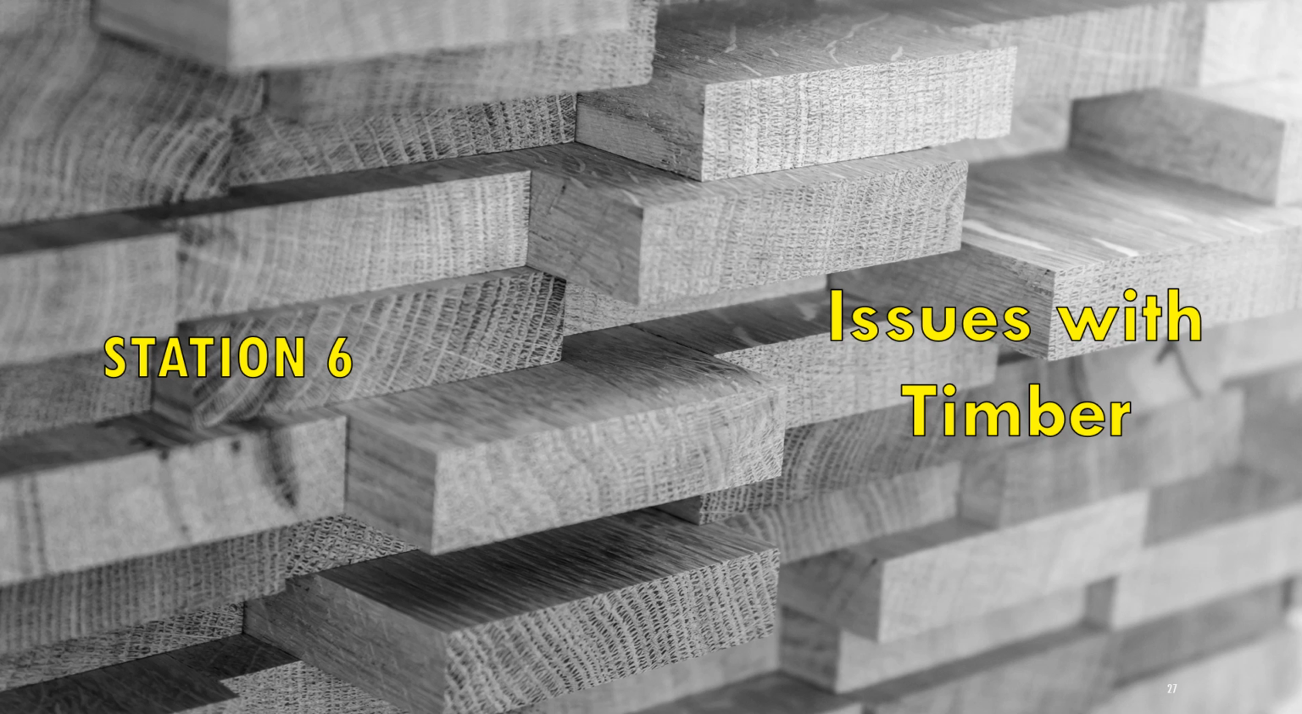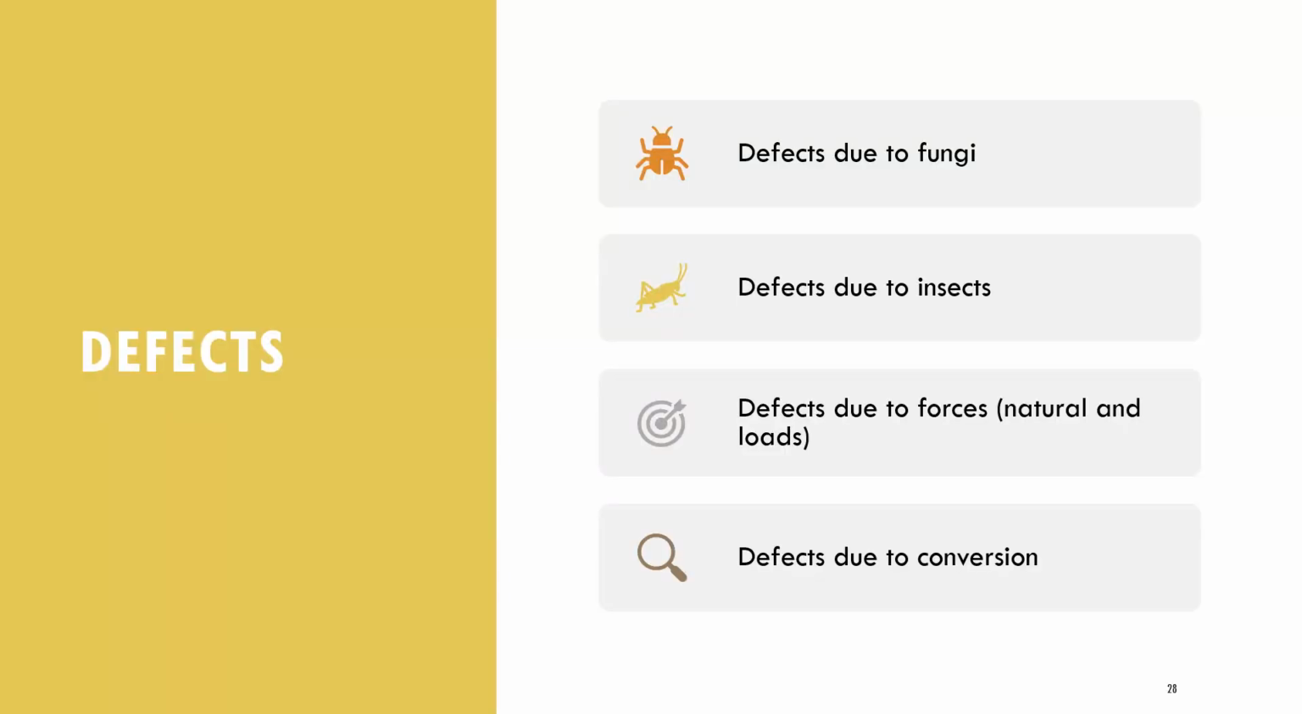Now, the final station for today is where we'll talk about issues that are associated with timber. Several defects are associated with timber. So there's defects due to fungi, there's defects due to insects, and that's why we have timber that's treated to resist termites.